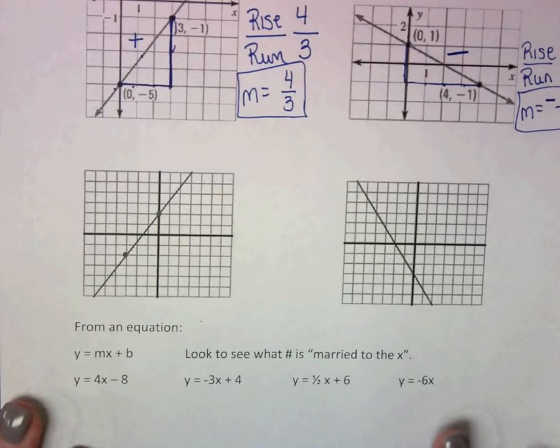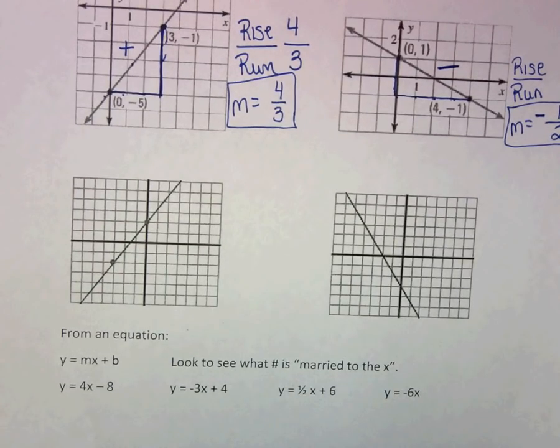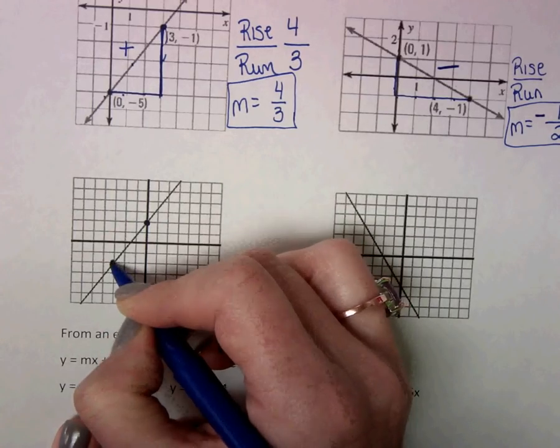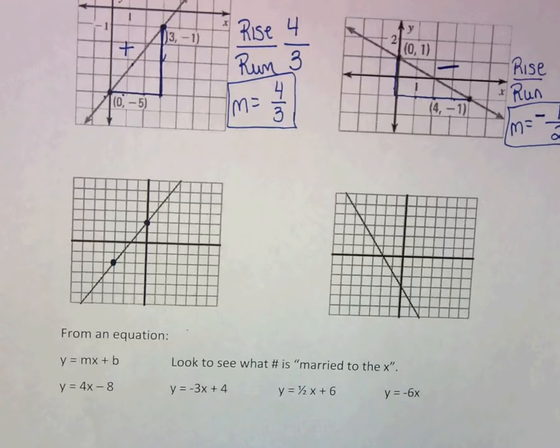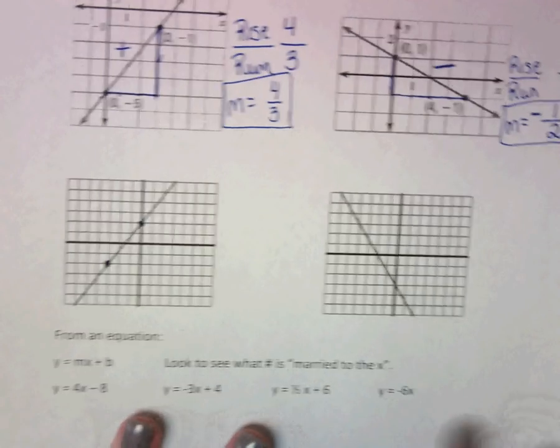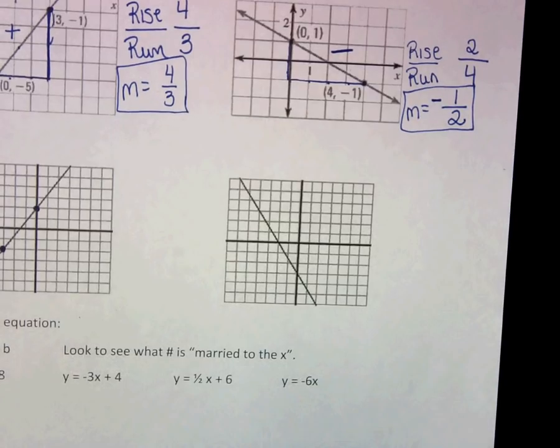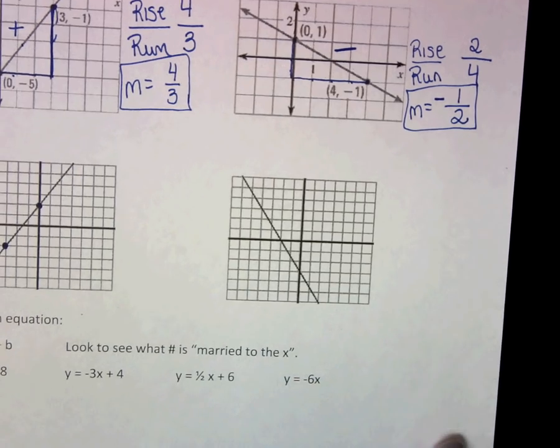Okay, so let's look at the next one. The next one doesn't have any numbers written down. It still has 2 exact points for you. So I want you to see if you can draw your triangle and figure out your rise over your run. And then in the next graph, you're going to have to pick your own 2 points. I want you to try to do that on your own, and when you get done, you can check with me.